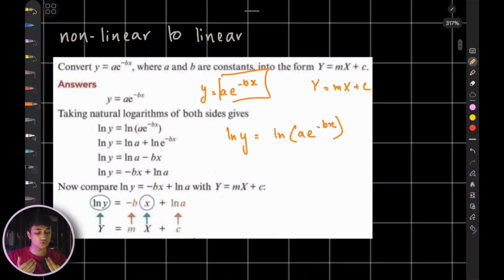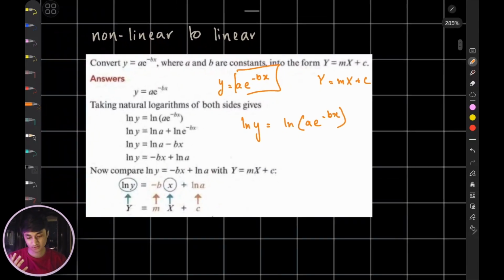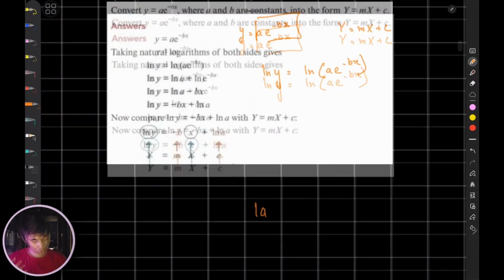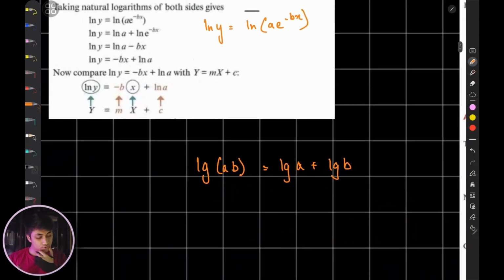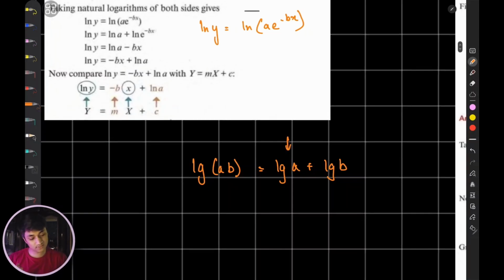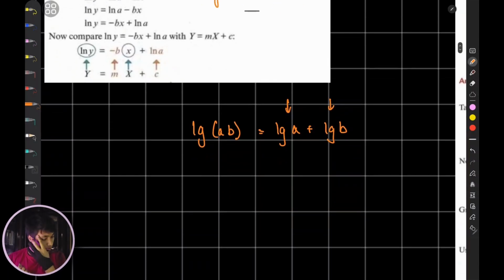We now need to use an identity, a formula rather, from logarithms, which says log of AB can be written as log A plus log B. So it's basically telling you that whenever you have two terms multiplied inside of a logarithm function, you can break it down into two individual logarithms. Okay, so what does this basically mean?